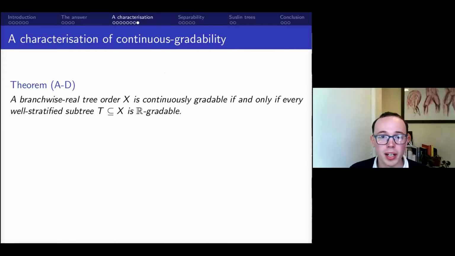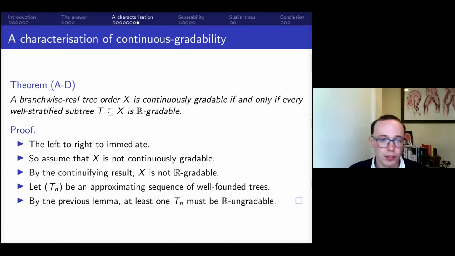Okay, so let's prove the theorem of this section. I'm just going to state it again. The theorem is that a branchwise-real tree order is continuously gradable if and only if every well-stratified subtree is R-gradable. That's how we do it. The left to right is straightforward. If we have a branchwise-real tree order X which is continuously gradable, then in particular it has an R-grading, and this R-grading is going to restrict to an R-grading of any well-stratified subtree.